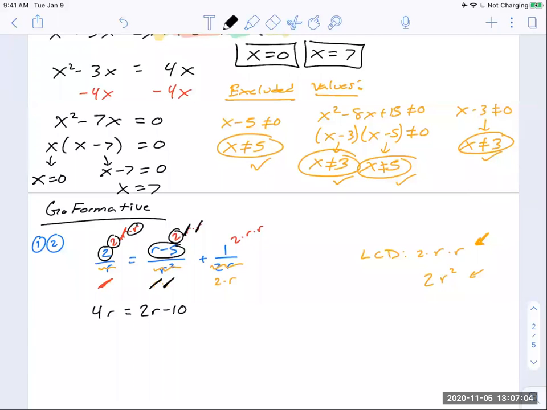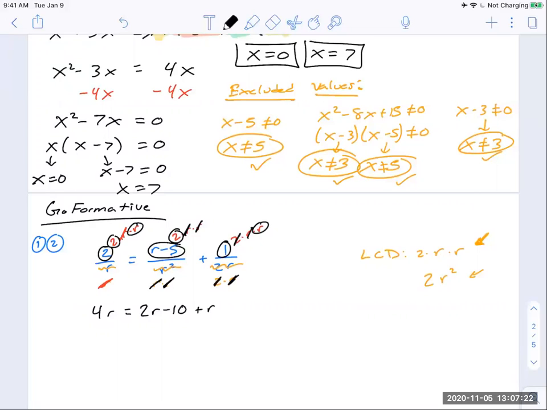On the last one, I have a 2 and an R that cancel with this 2 and R. I'm left with 1 and R. What is 1 times R? R. Does that seem like an easier problem to solve?